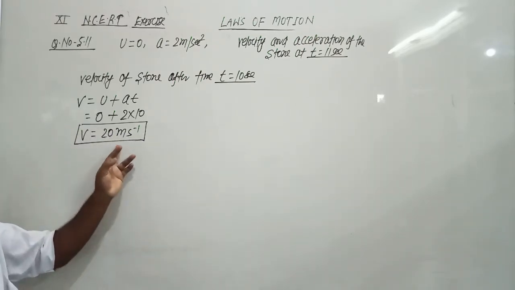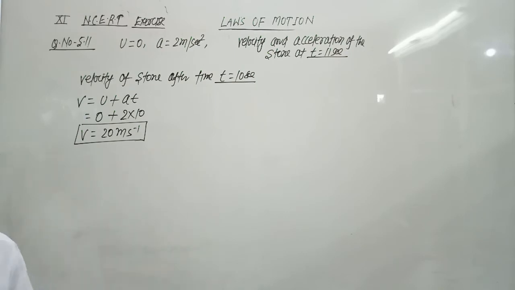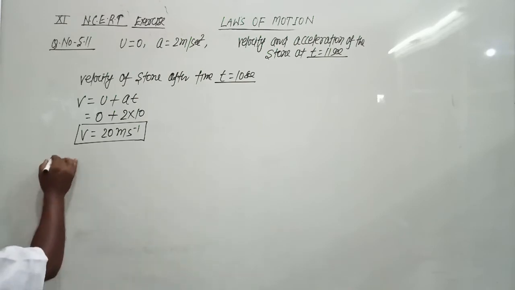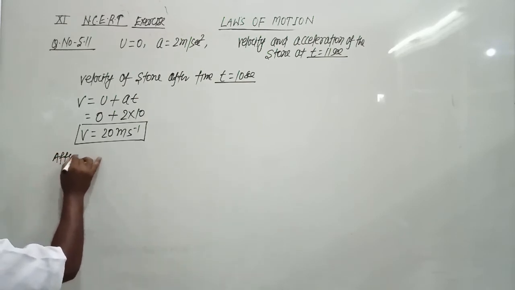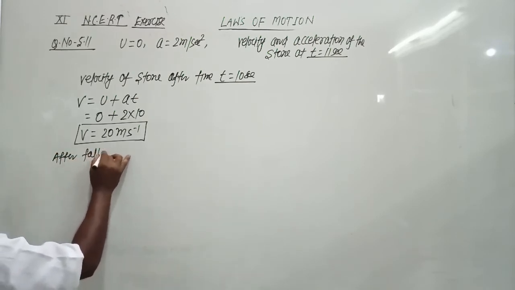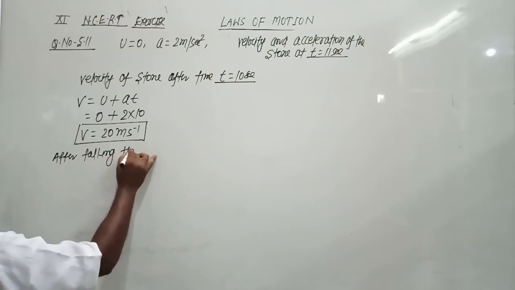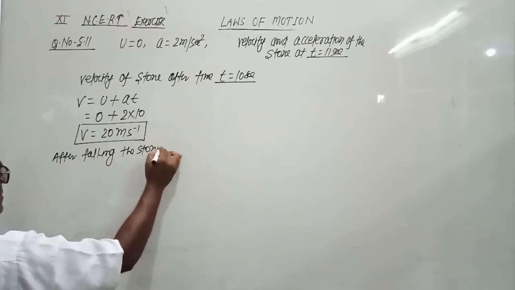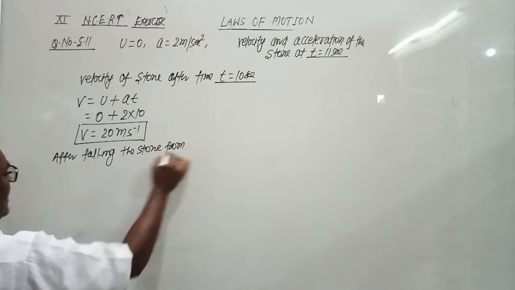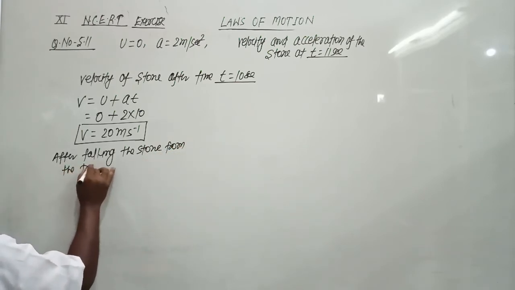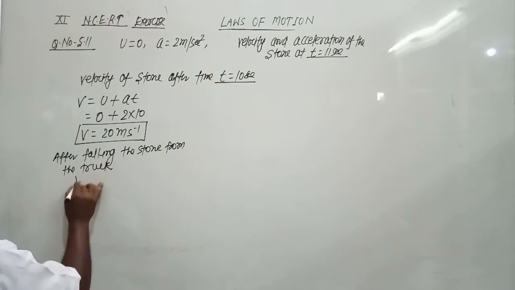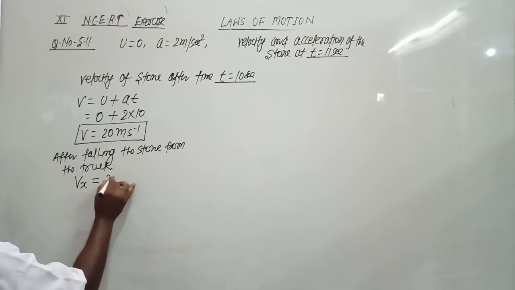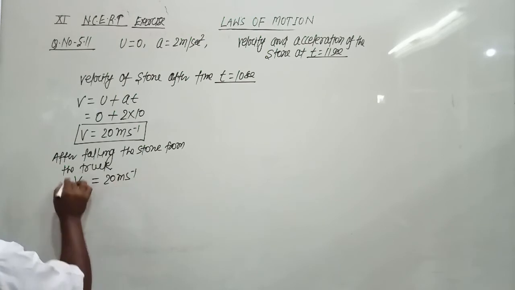The stone, this is the horizontal velocity of the stone because the truck is in moving condition. So after falling from the truck, the horizontal component of velocity of the stone, Vx, equals 20 meter per second.